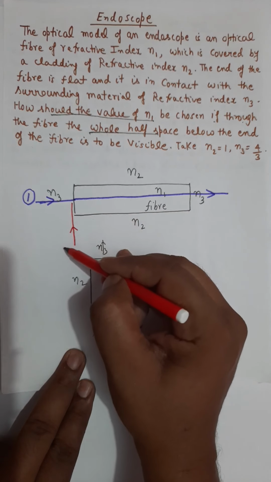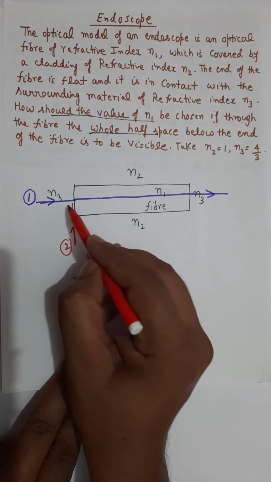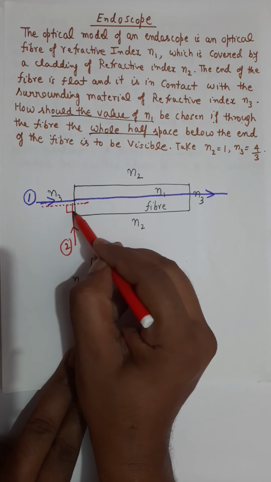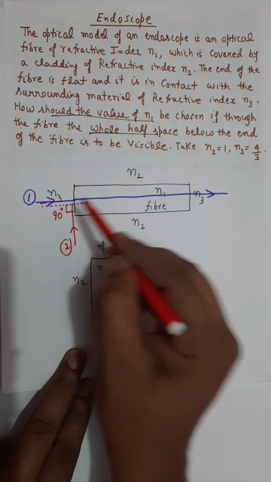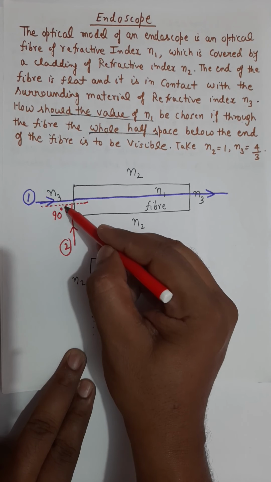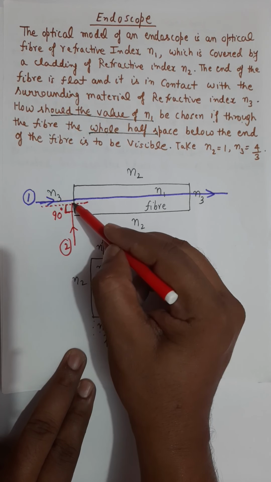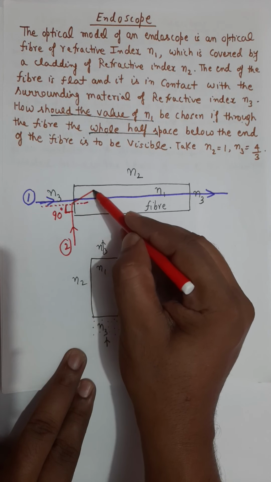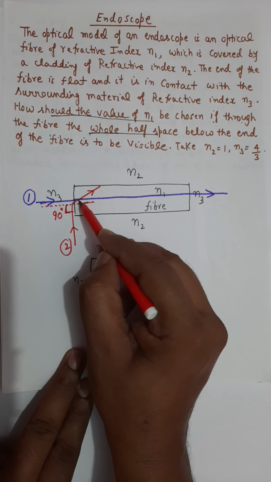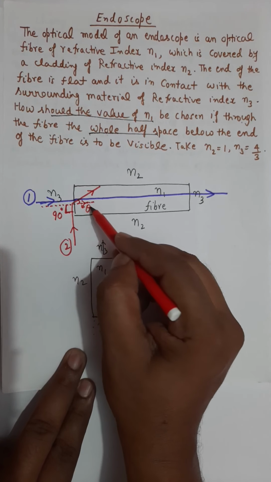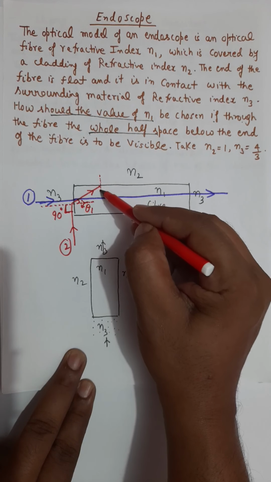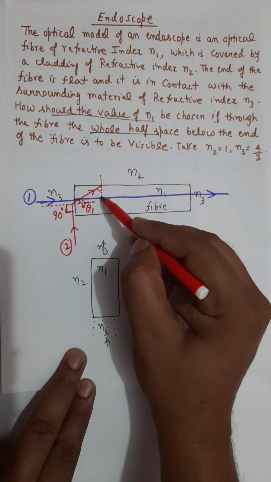This is the second extreme ray which falls on the optical fiber at an angle of incidence approximately 90 degrees. And this ray will be refracted inside the fiber at an angle, let's say theta 1, and then on the other side it will be incident at some angle theta 2.